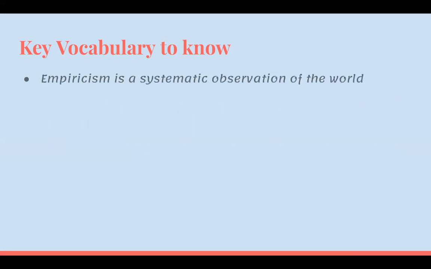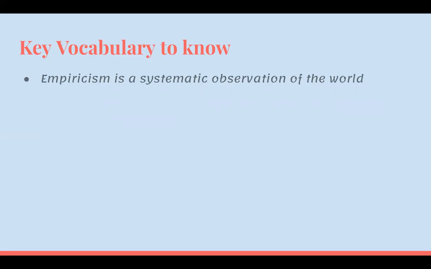Also, it's important to delve into the vocabulary that was provided in lecture. Firstly, we have empiricism. Empiricism is important to know because it's a systematic observation of the world. It's basically the idea that human beings utilize information that they gain from their senses to comprehend the world around them.